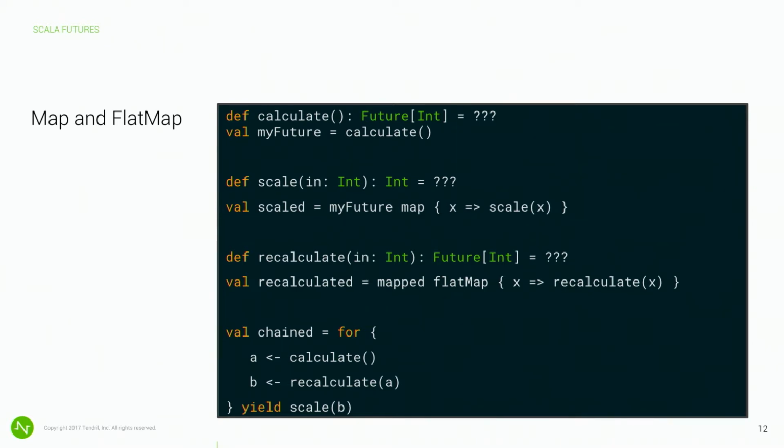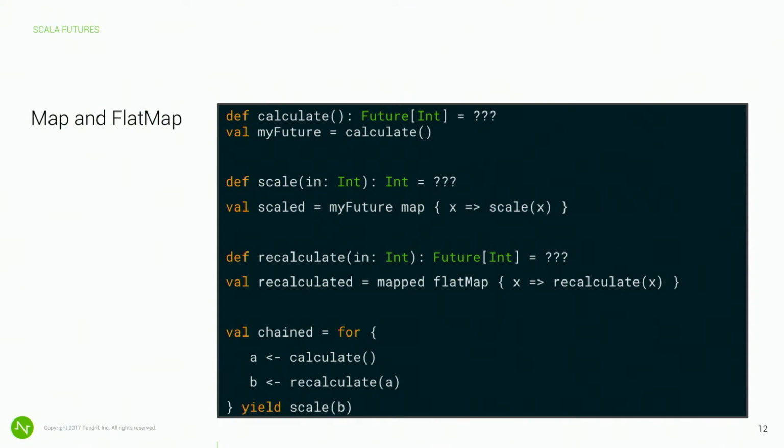So I have a calculate method that makes this first future. I have a simple method that takes an int and returns an int called scale. And I'm going to hook that up as a callback on the initial future using map. So when my future resolves, the value that's in that future is going to be passed to scale. Scale is going to calculate it. And that's the future int that I get out of all of this. So scaled itself is a future.